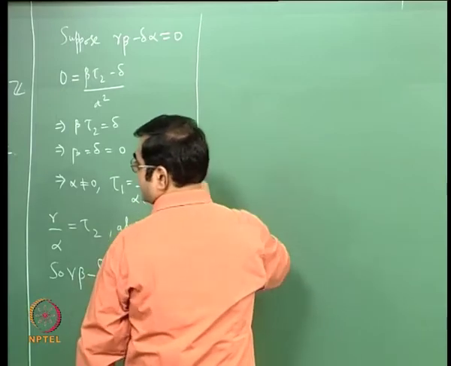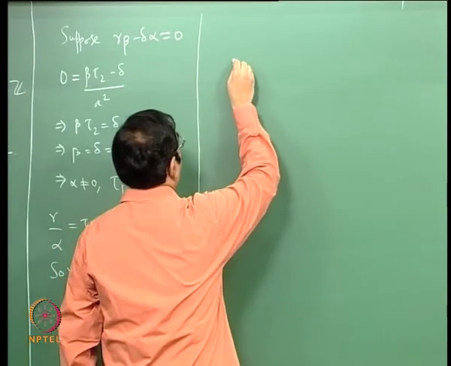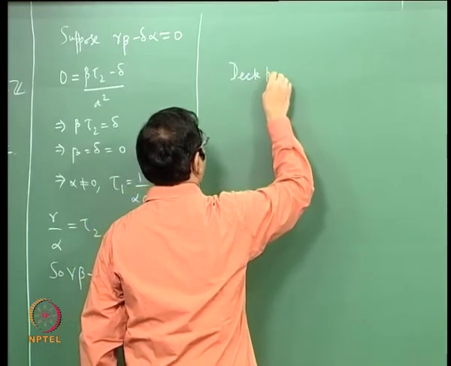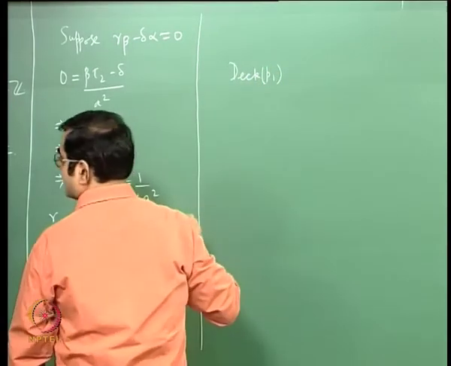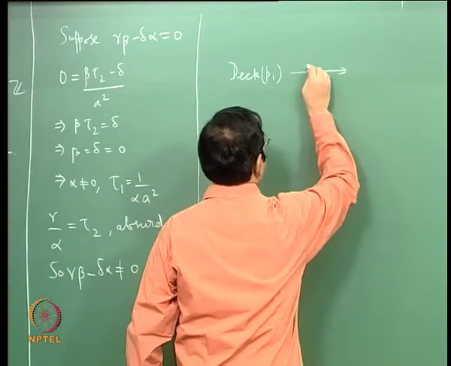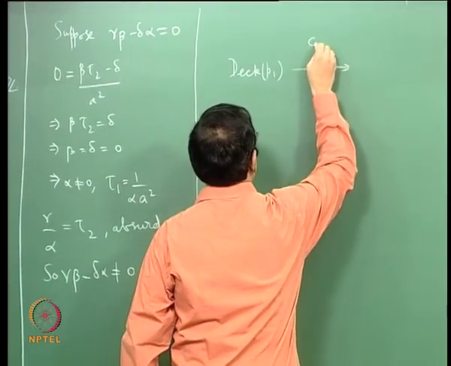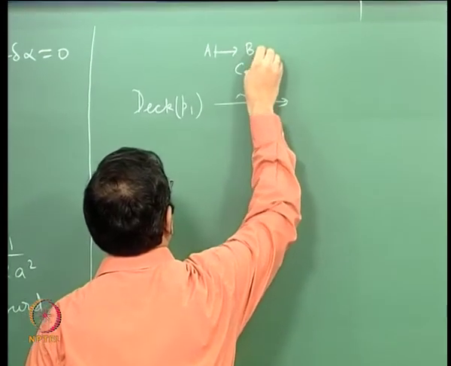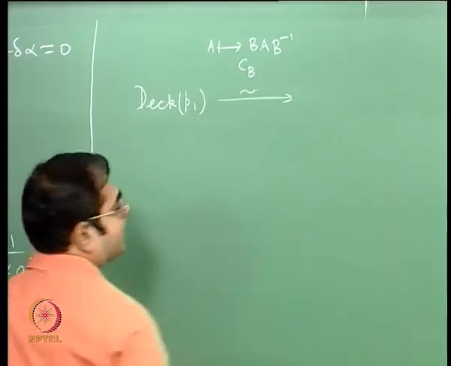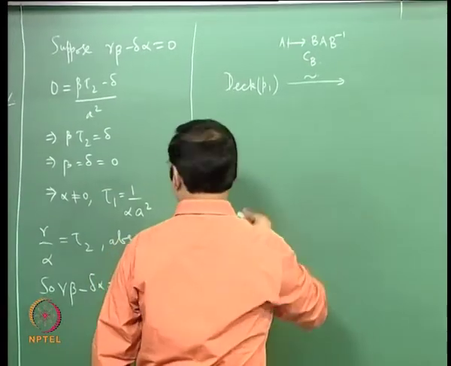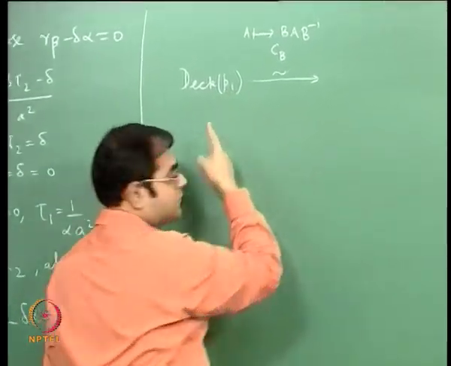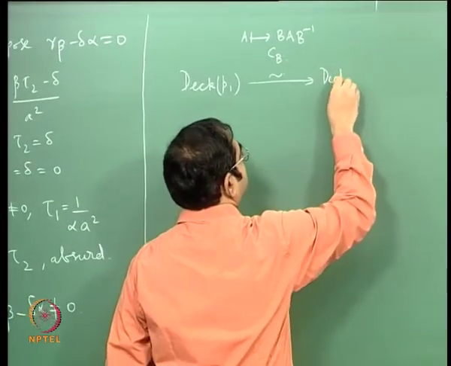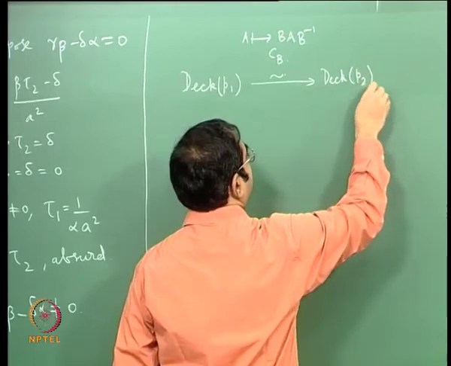So let me write down that diagram again. I have deck P1 here, then I have this isomorphism which is conjugation by B. This is just the map A going to B A B inverse, and this is an isomorphism of the deck transformation group of the covering given by P1 with the deck transformation group of the covering given by P2.